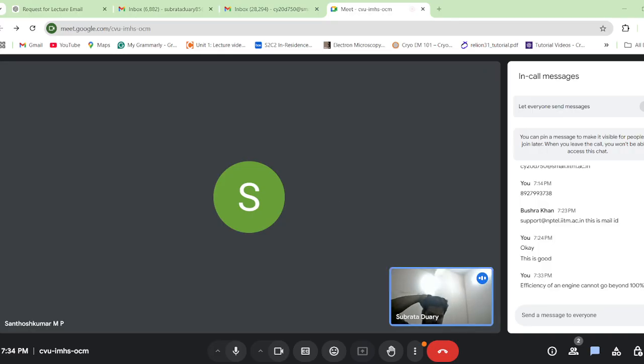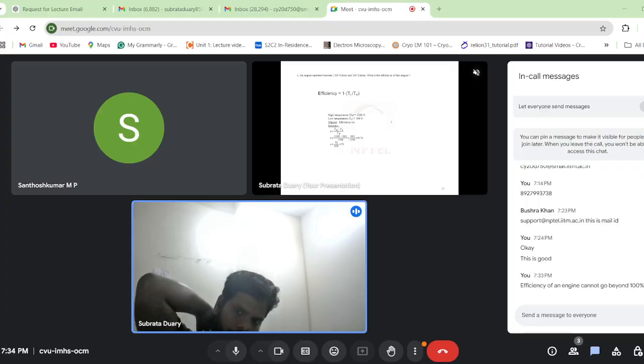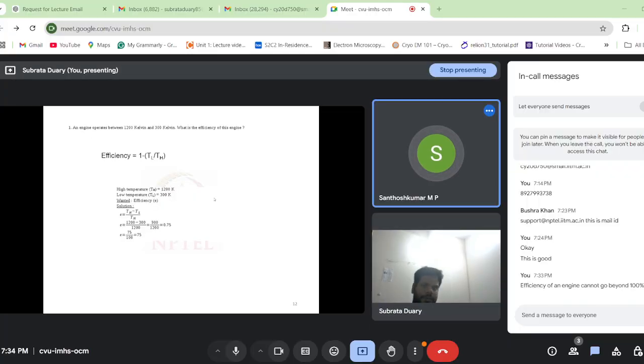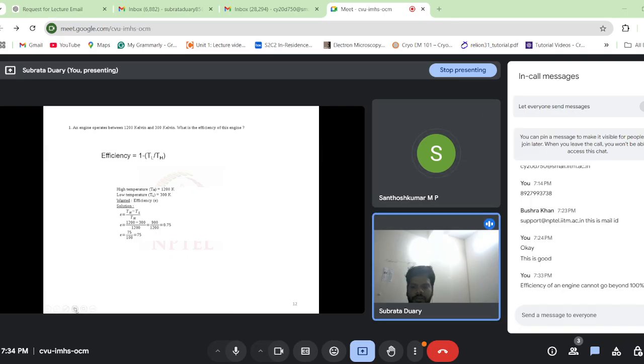1 minus TL by TH, which is basically the ratio between the lower temperature reservoir and the hot source, as a result of which you are getting this value. This high temperature is 1200 K and the low temperature is 300 K. Now you have to calculate the efficiency. Efficiency is nothing but 1200 minus 300 by 1200, 900 by 1200, that is 0.75. So the efficiency is 75 percent. So the efficiency of this Carnot engine is 75 percent.